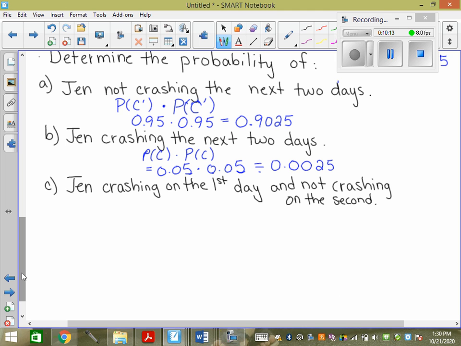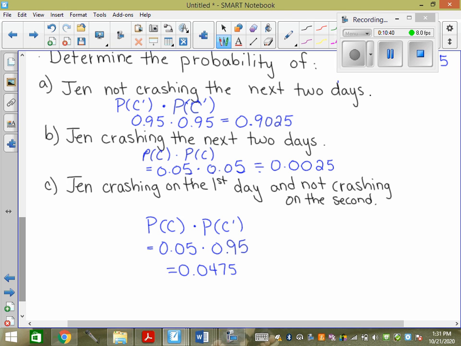Jen crashing on the first day and not crashing on the second. So probability of crashing and the probability of not crashing. So crashing is 0.05 times 0.95. And what do we get? 0.0475. Okay.